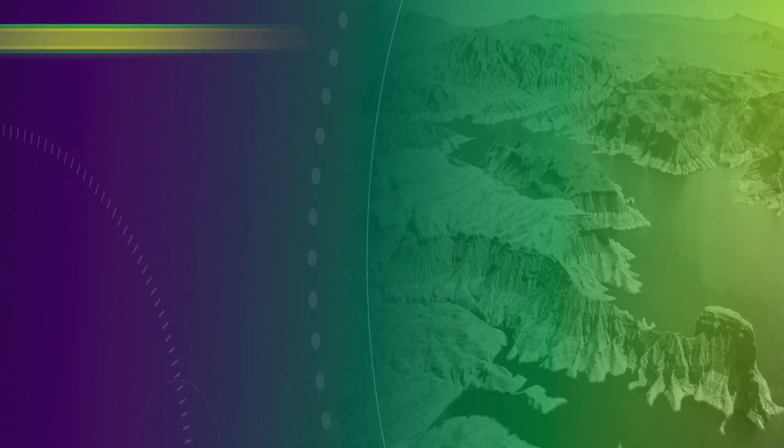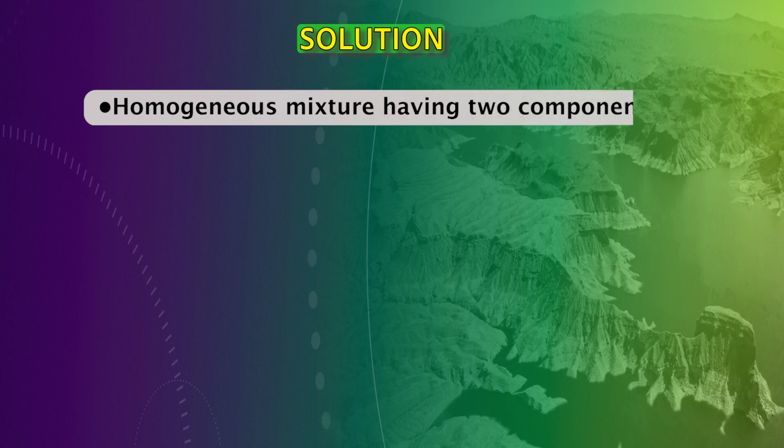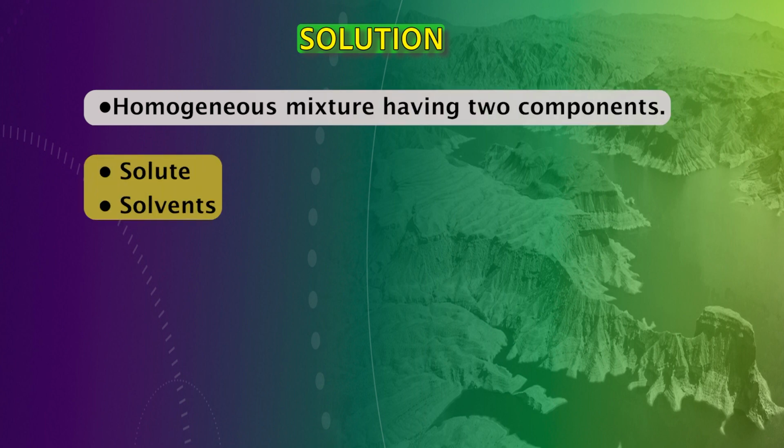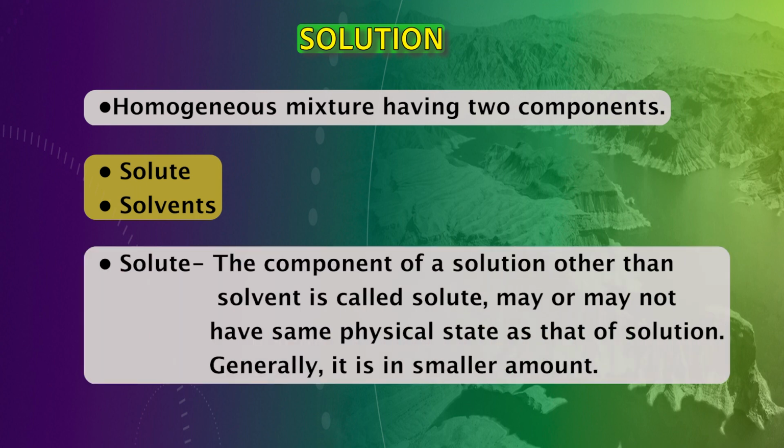Now, a solution is a homogeneous mixture having two components: one, solute, and two, solvent. Solute: the component of a solution other than solvent is called solute. It may or may not have the same physical state as that of the solution. Generally, it is smaller in amount. For example, an aqueous solution of glucose has glucose as solute.